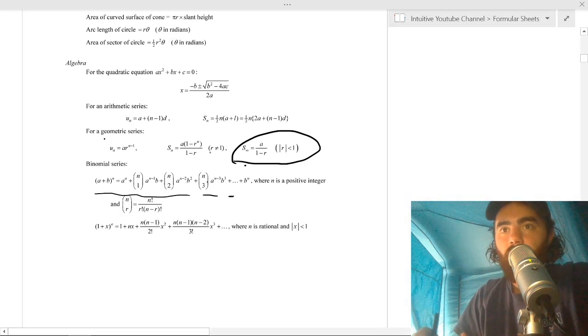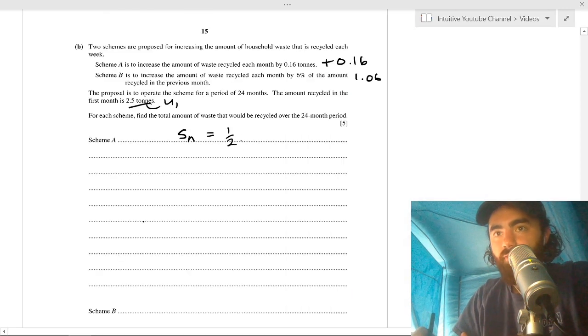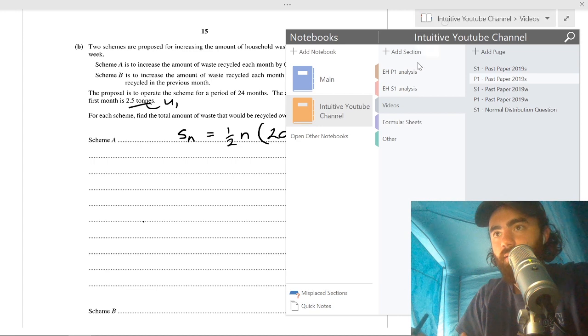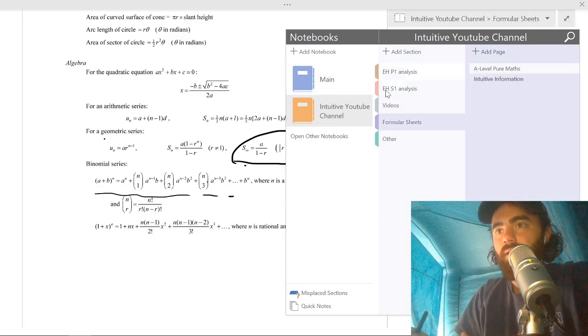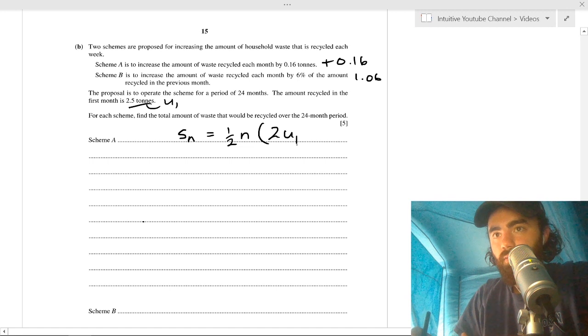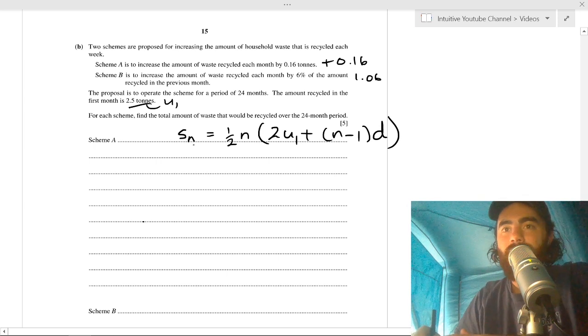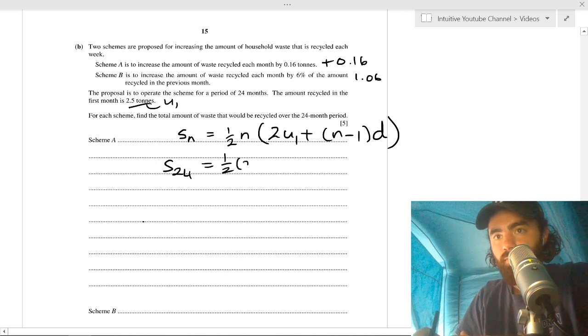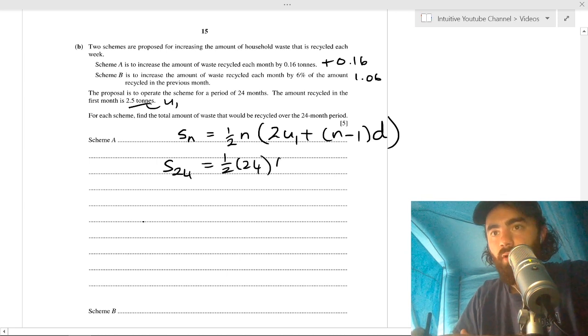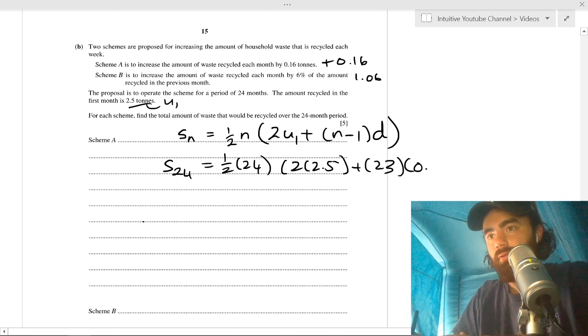Sn. For arithmetic it is half n times (2a plus (n minus 1)d). I like to call this U1 plus (n minus 1)d. So we want S where n is 24. So S24 equals a half of 24 times 2 times U1, which is 2.5, plus n minus 1, which is 23, times d, the difference, which is 0.16.